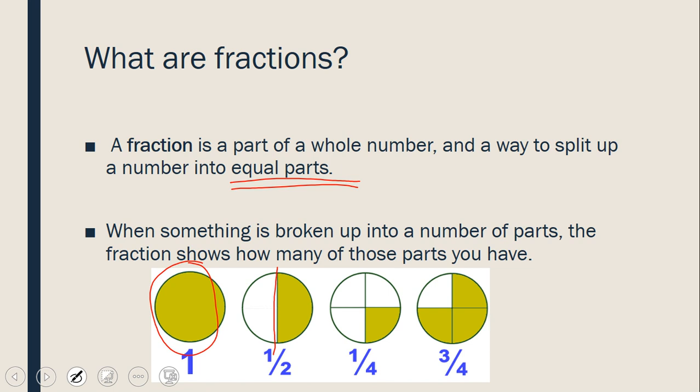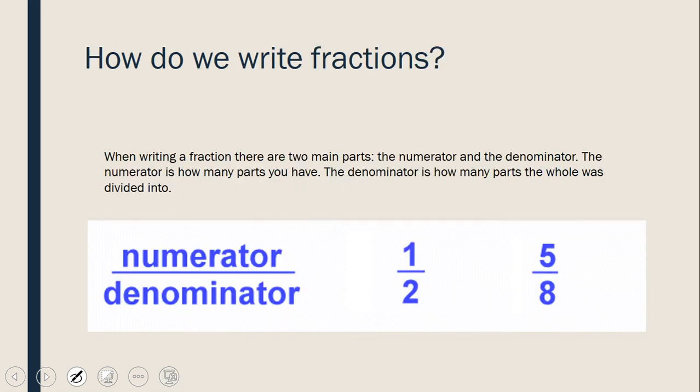Okay, so when something is broken up into a number of parts, the fraction shows how many of those parts you have. So here we have two parts, one of them is colored. Here we have 4 parts with one of them colored. And here we have 4 parts with 3 of them colored. Okay? So really quickly, just to show you how you write fractions, you won't have to do this today, but just in case you were wondering, I know some of you are.